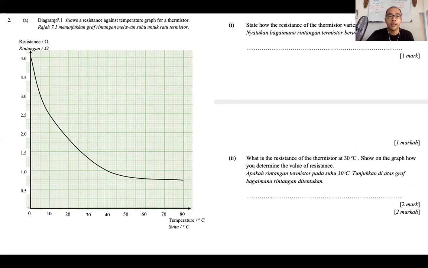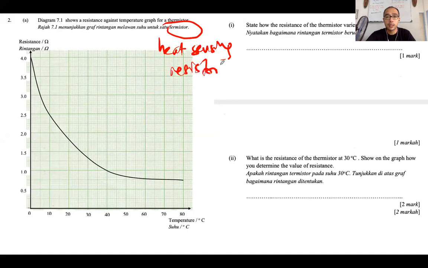So diagram 7.1 shows the resistance against temperature graph for a thermistor. Just to remind you, a thermistor is a heat sensing resistor. So when the temperature is low, resistance is high. This is the normal one. When it is cold, then resistance will be high.